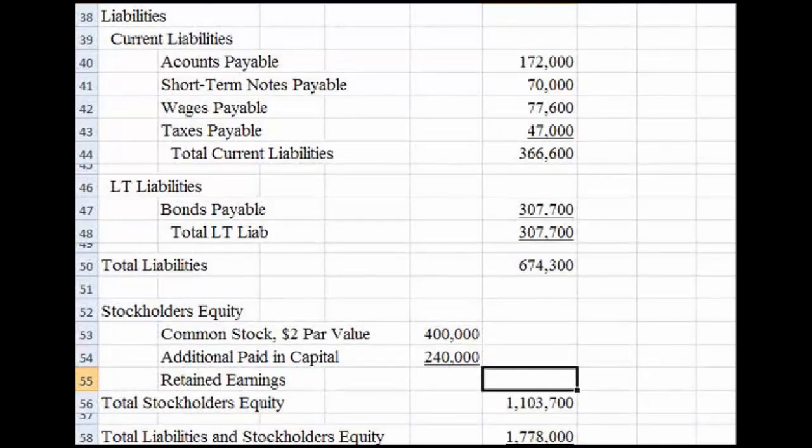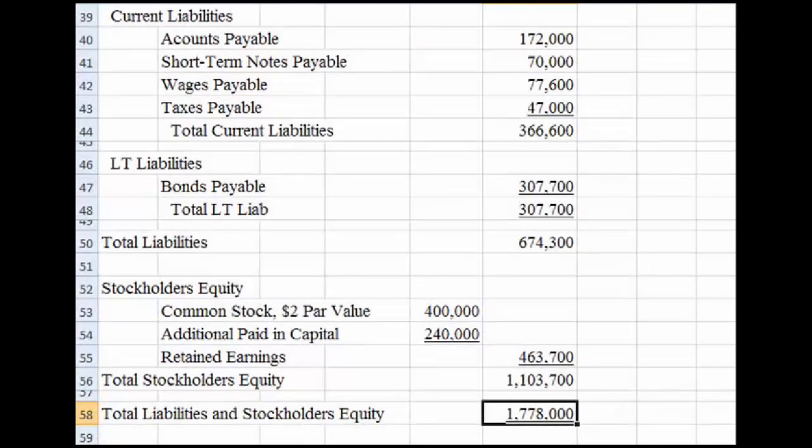And the last unchecked item on the list should be retained earnings at $463,700. Our total stockholders' equity is now $1,103,700, and our total liabilities and stockholders' equity is $1,778,000. Notice that the total assets and the total liabilities and stockholders' equity are equal. This must be. In a double-entry system, these two numbers always have to be the same.